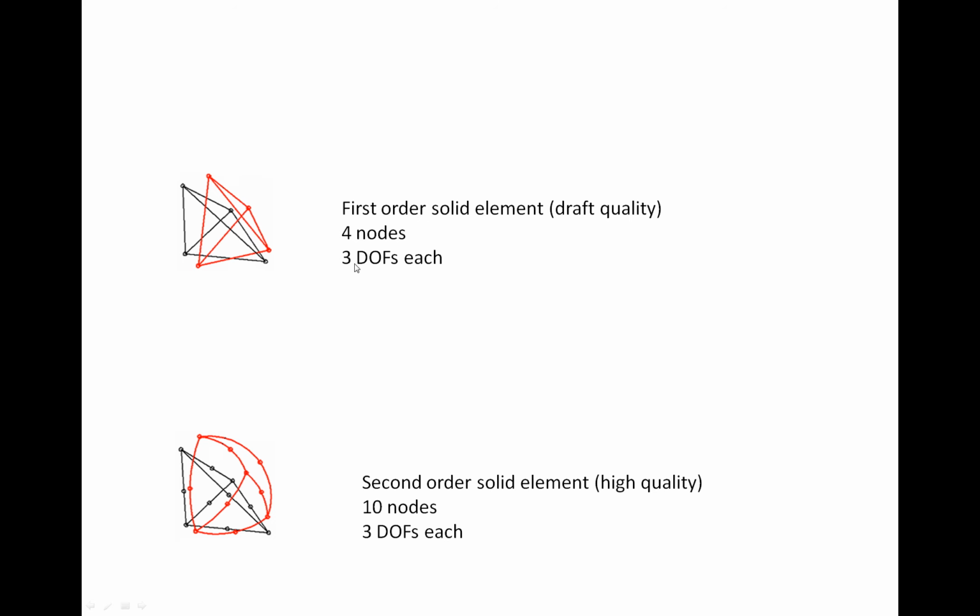Just to recap again, solid elements have 3 degrees of freedom at each node. So if there's 4 nodes, 3 degrees of freedom each, this element has 12 degrees of freedom. First order elements are also called draft quality.